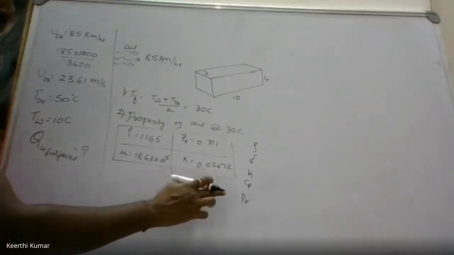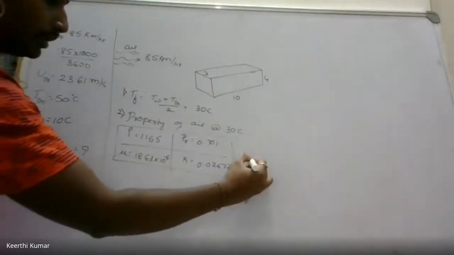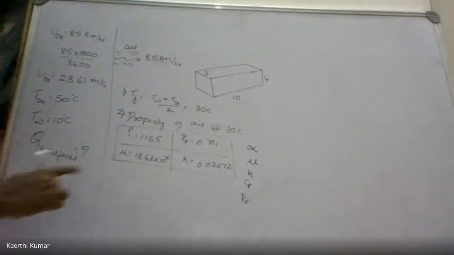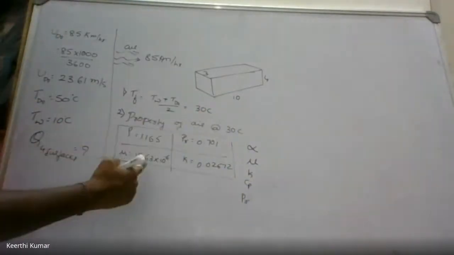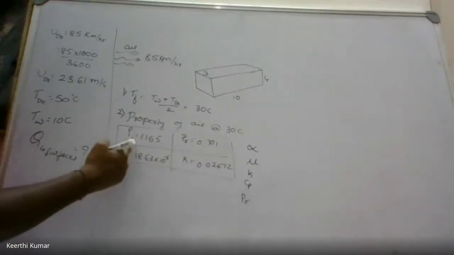Okay, that's how we have to find out. In some problems, he will give like this, and also he will give the alpha value. So what is required for us? Alpha is not required. We want only these four. Okay, Pr is given, k is given, mu is given.